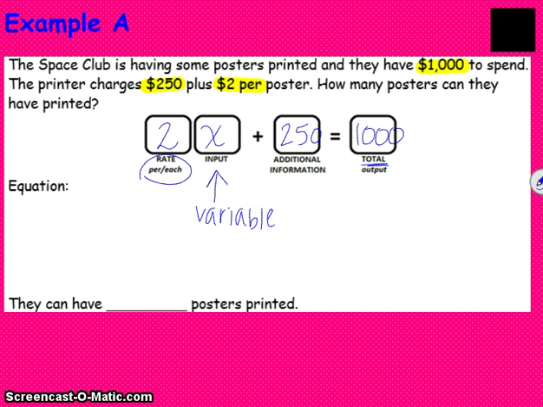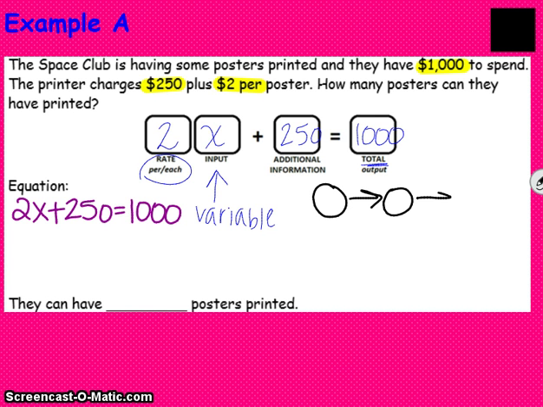So now I have to write my equation. So I have 2x plus 250 is equal to 1,000. So I just took those boxes away and I wrote it underneath where it says equation. So remember when we solved these two-step equations, I used those boxes or those circles. You could do circles or boxes, however you want to do it. Since most of us like the circles, I'm going to go ahead and do the circle method.